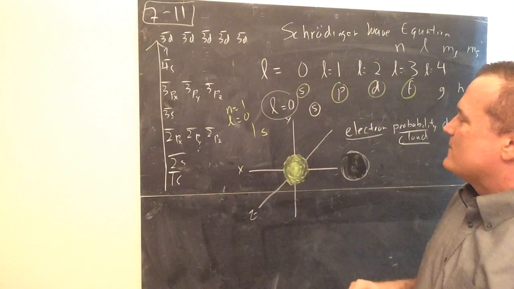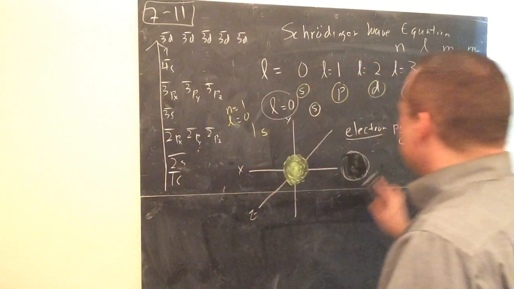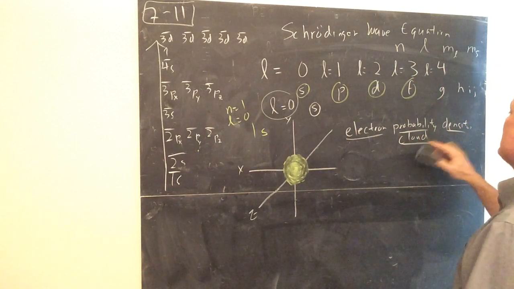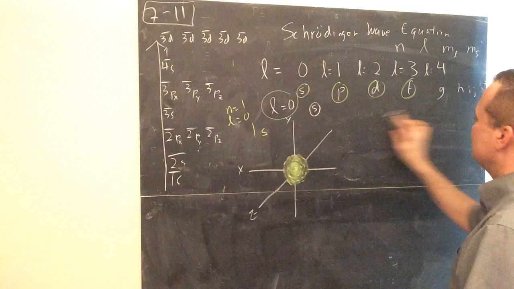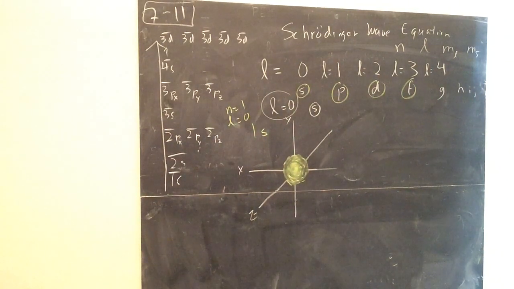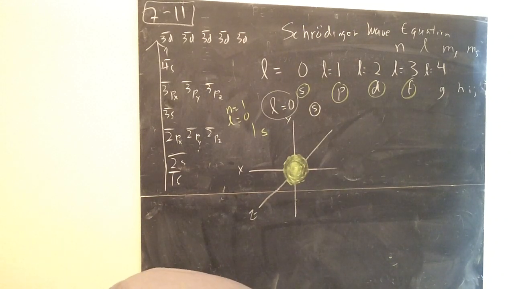There is your s orbital, L equals 0. Now let's talk about the electron probability density cloud. Where is it likely to be found? And density just means it's going to be darker for the regions where it's more likely to be found.